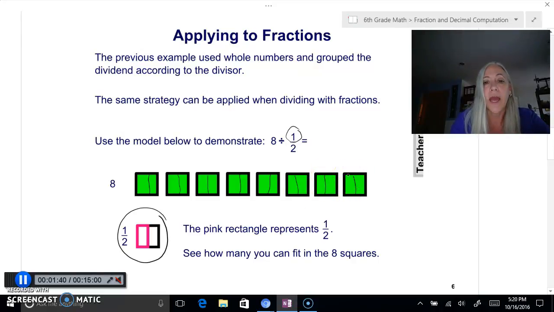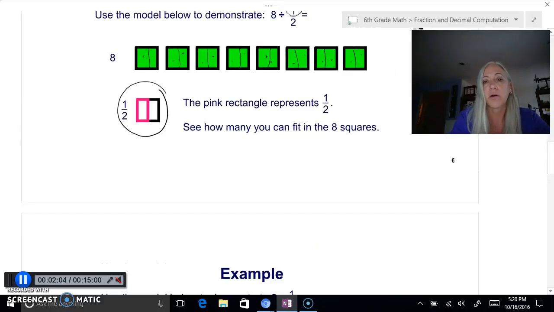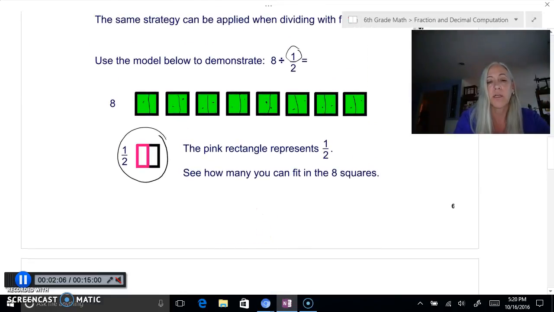Okay. And how many of the small rectangles fit into these squares? So count it. 1, 2, 3, 4, 5, 6, 7, 8, 9, 10, 11, 12, 13, 14, 15, 16. So that means that there are 16. So 8 divided by 1/2 equals 16. Let's see another example.